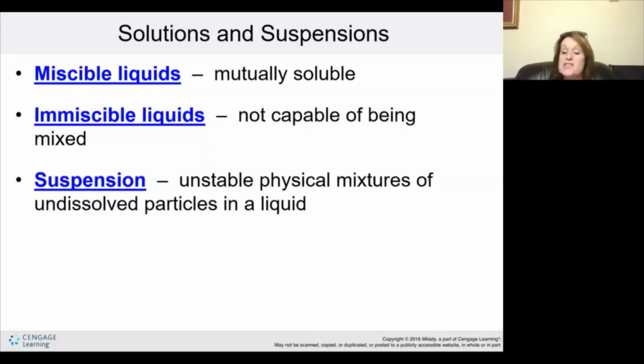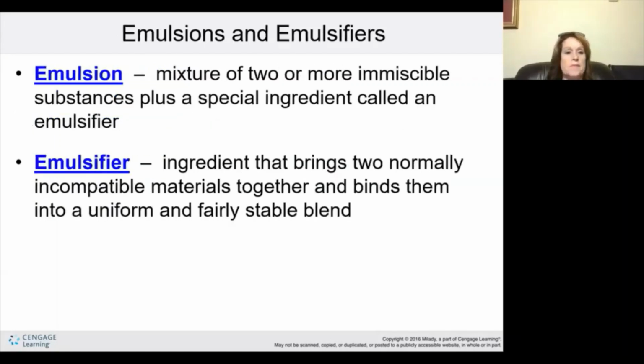And then suspensions. Suspensions are unstable physical mixtures of undissolved particles in a liquid. So they're undissolved particles. Emulsion, an unstable physical mixture of two or more immiscible substances that normally will not stay blended, plus a special ingredient called an emulsifier. So an emulsion is unstable. It's an unstable physical mixture of two or more immiscible substances. An emulsifier is an ingredient that brings two normally incompatible materials together and binds them into a uniform and fairly stable blend. Emulsions are considered to be a special type of suspension because they can separate, but the separation usually happens very slowly and over a long period of time.